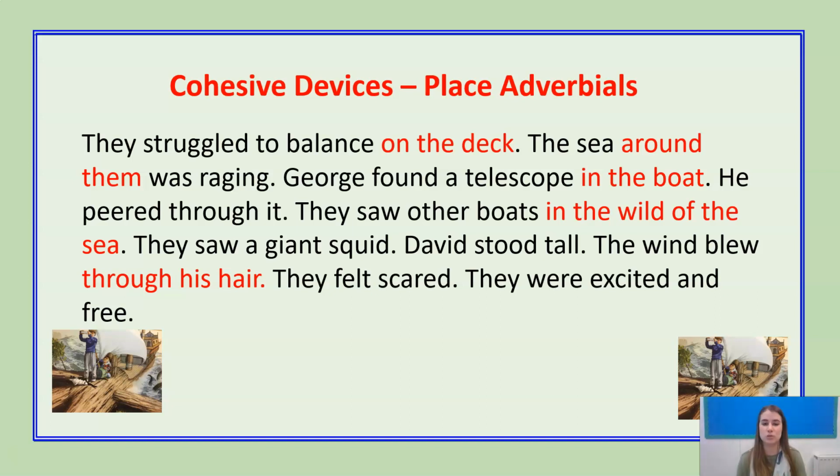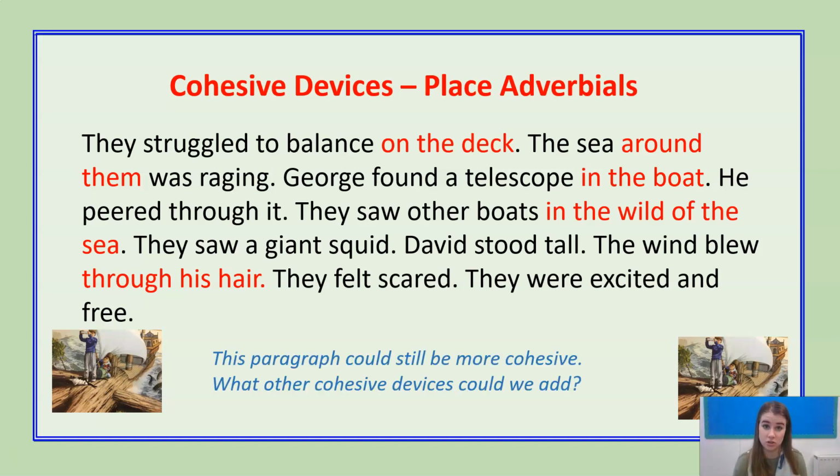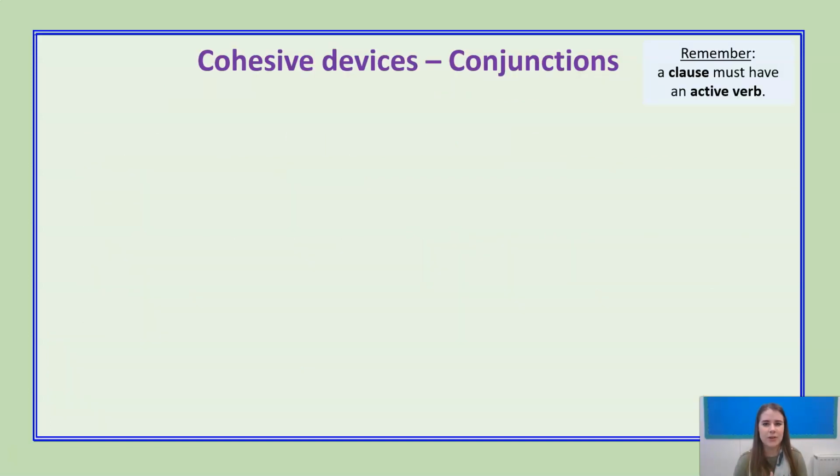However, as usual, Year 5, I still don't think I've done a good enough job. So pause the video and have a think. What other cohesive device could we still add? Think back to what we've learned in the past. Pause the video and have a go. Okay, conjunctions. So this goes back to our coordinating and subordinating sentences.